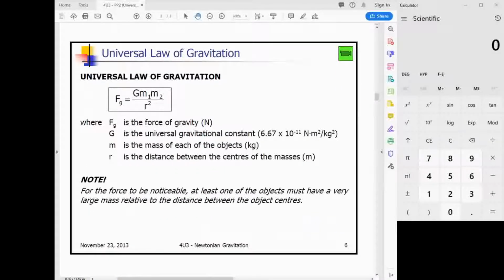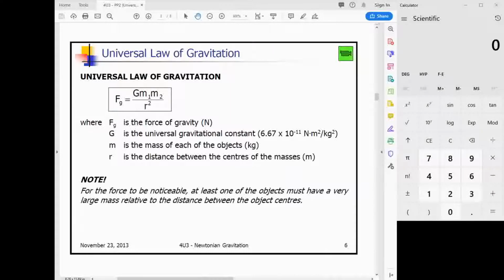And this slide I'd like you to copy down as well. This is the universal law of gravitation written algebraically. Fg is equal to big G, which is a constant, and we'll get into that a bit later, times m1 times m2 over r squared. So the force of gravity is equal to the product of the masses divided by the square of r, but also it's a product of the universal gravitational constant.